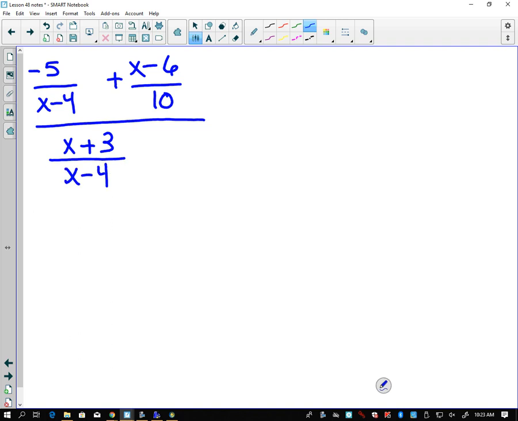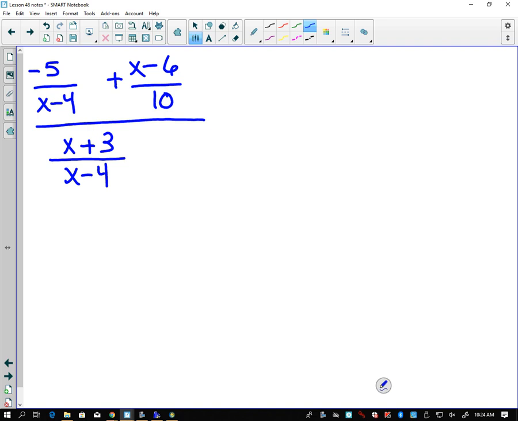So there's only one fraction in the denominator. Can I simplify the denominator fraction, the x plus 3 over x minus 4? Can I do anything with that? No. But looking at the larger numerator, the negative 5 over x minus 4 plus x minus 6 over 10, I can combine those things and should get them simplified down to one fraction, right?